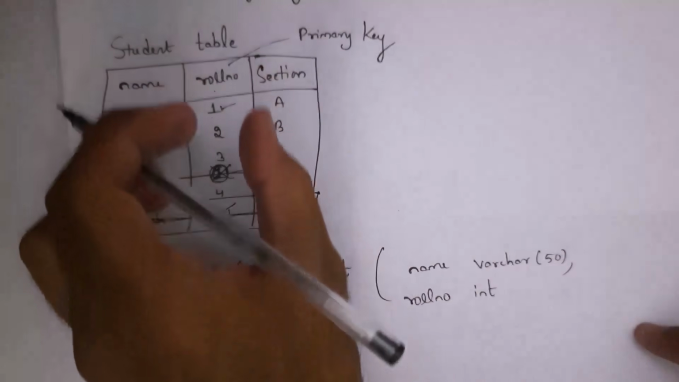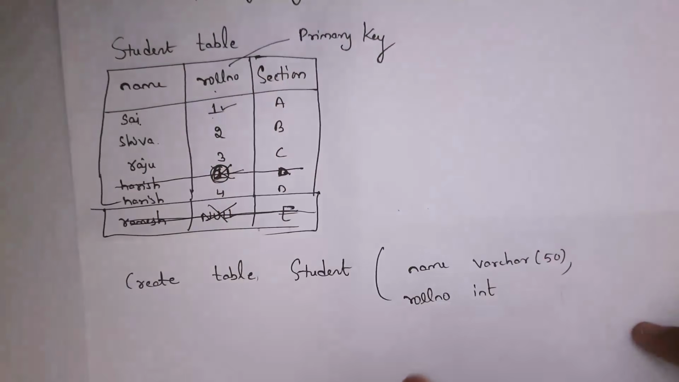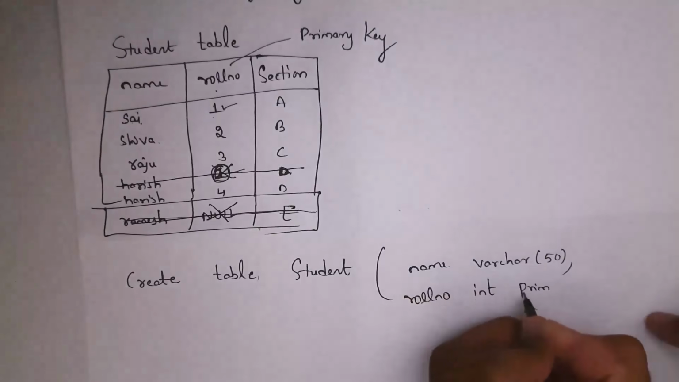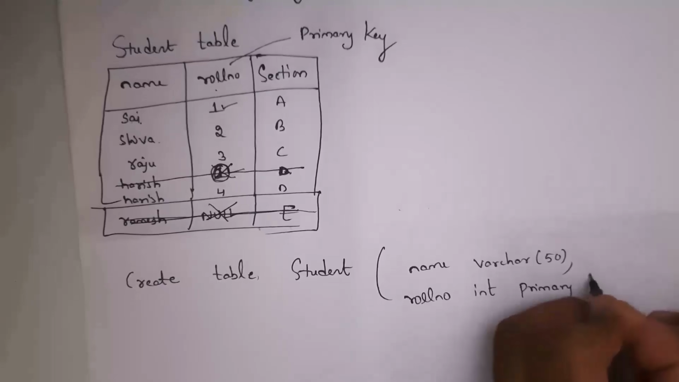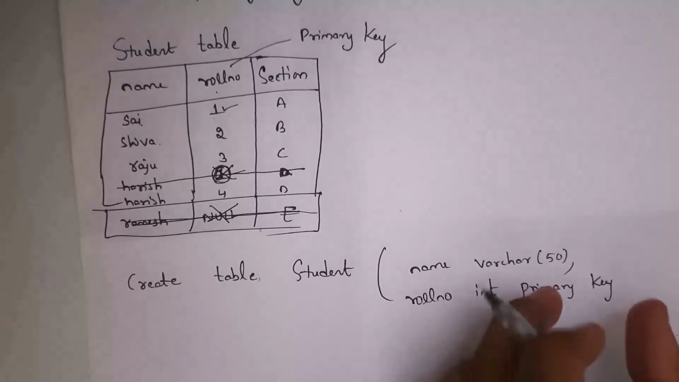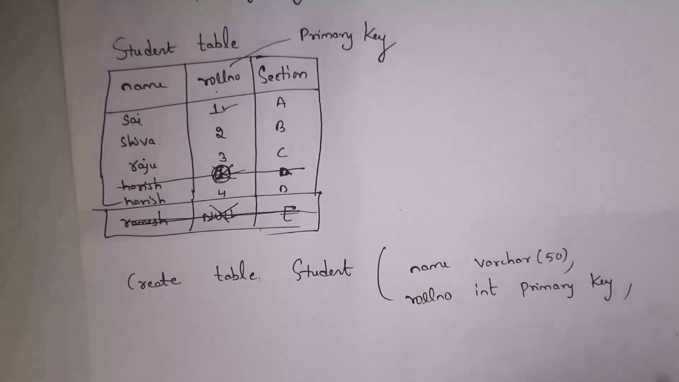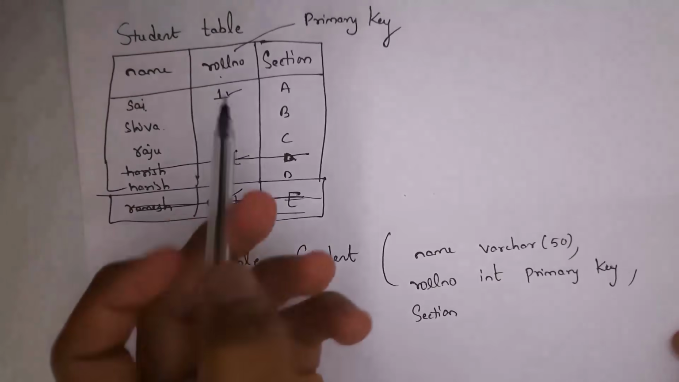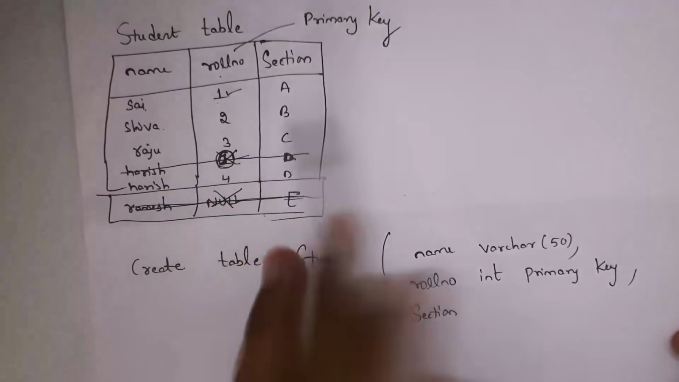Now I want to give a primary key for this rule number column. So just after writing rule number and data type, just write here primary key. That is nothing but I am giving a primary key for this rule number column, comma, and the last column is section. So write here section. I want to give sections like section A, section B, section C, and so on.